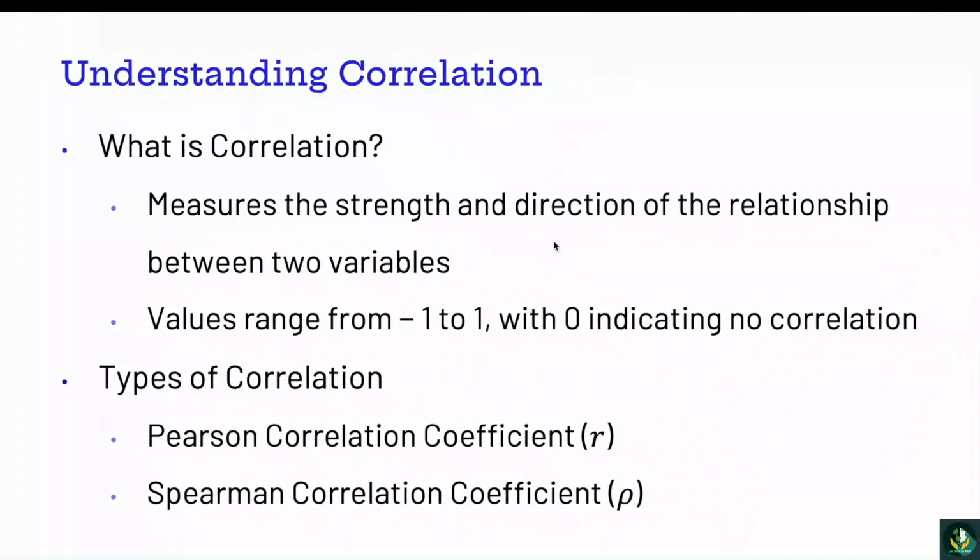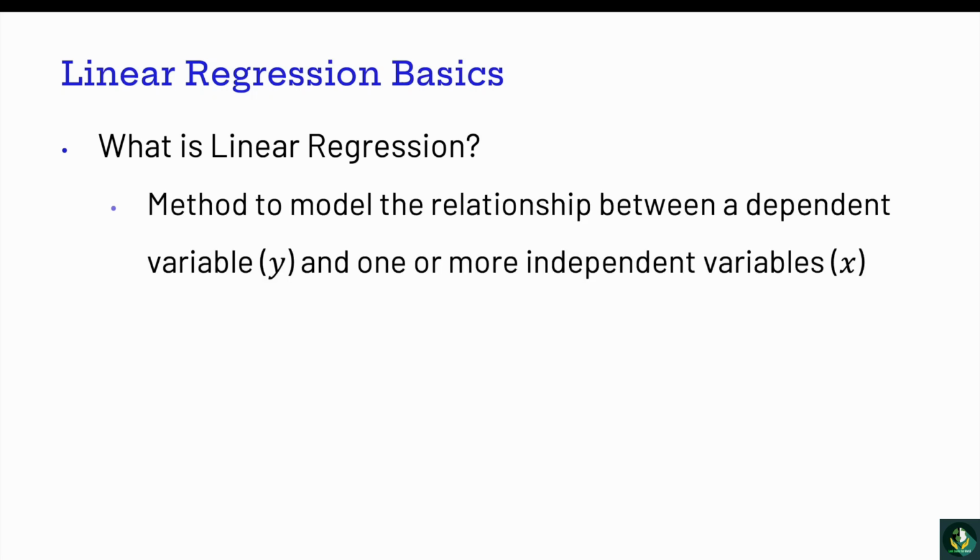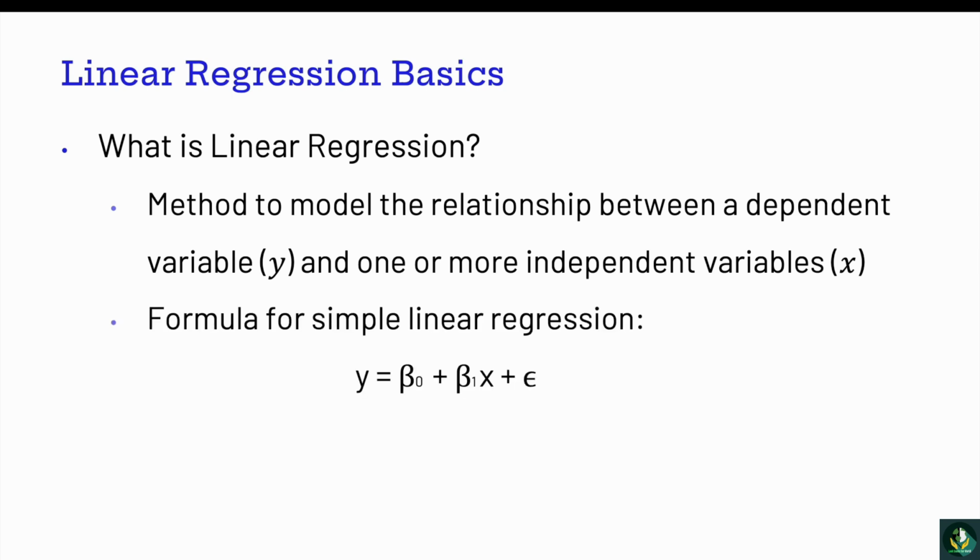Next, let's look at linear regression basics. Now, what is linear regression? It is a method to model the relationship between a dependent variable y and one or more independent variables x. The formula for simple linear regression is y = b0 + b1x + e, where b0 is the intercept, b1 is the slope, which indicates the change in y for a 1 unit change in x, and e is the error term.